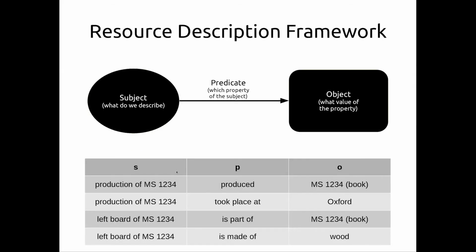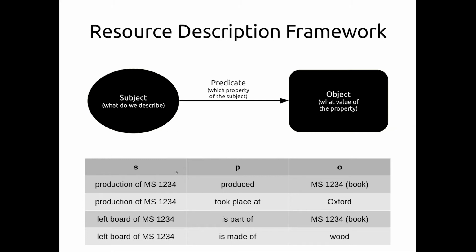What I'm saying here is that the left board of a book that was bound in Oxford is made of wood. So my first line says that there was a binder that undertook the binding work here and produced a book. The second line says that this binder undertook the work in a place called Oxford. Then the third line tells me that there's a left board, which is part of the book. And then the last line tells me that the left board is made of wood. Okay, so I can describe my record in these triples.